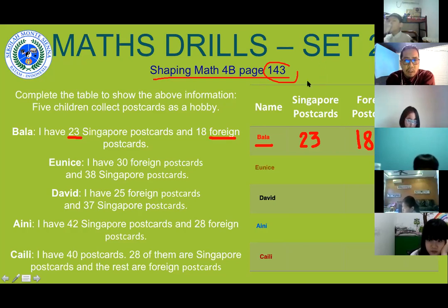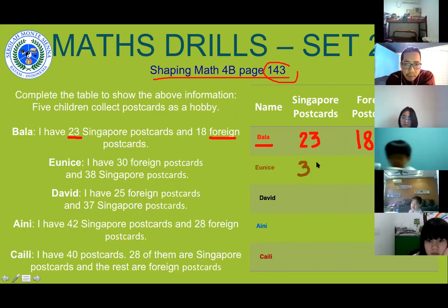Who wants to try Eunice? Avara. Eunice has 38 Singapore postcards and foreign 30. Total 68. Yeah, that's correct, Avara. Thank you.